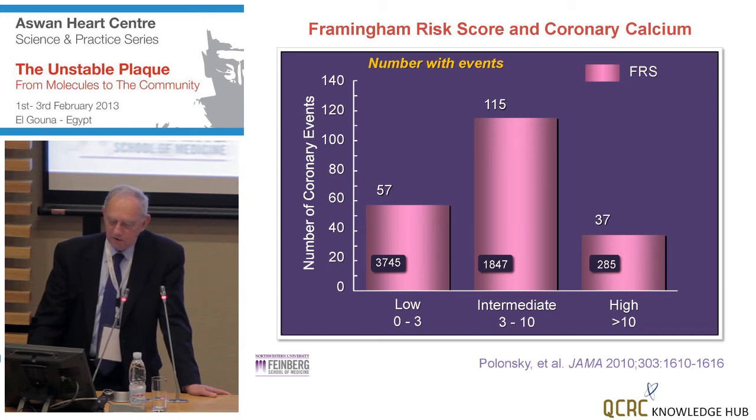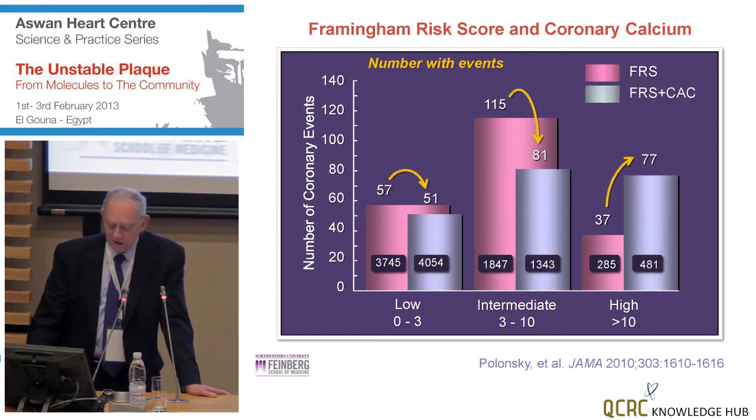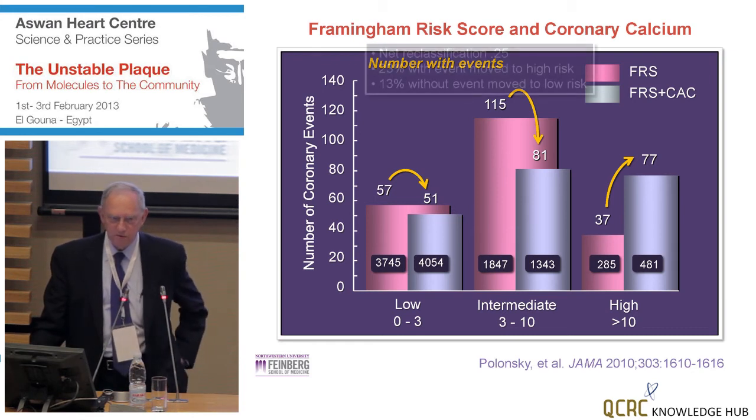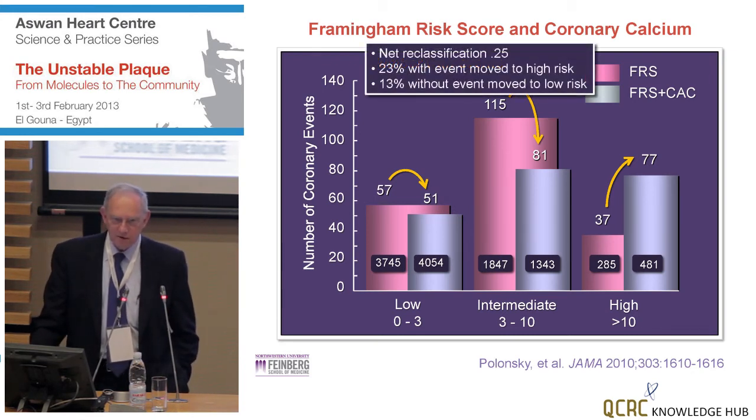However, now they apply the coronary calcification information, and they found that they could really, importantly, reclassify the individuals so that there were more patients identified in the lower risk groups who had lower events, more patients now identified as being high risk, and these curves shift now more to the right. And the mathematics was important because the net reclassification was 0.25. This is very high, a very high degree of reclassification of patients. 23% with events were moved to the high risk group, 13% without events moved to low risk. So it does add important risk stratification.